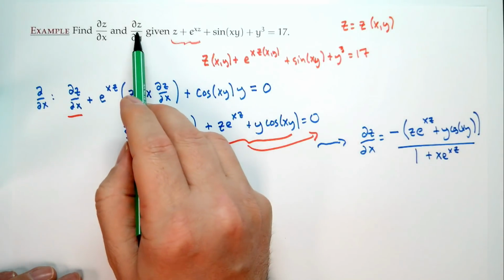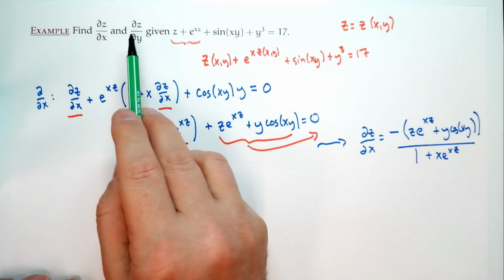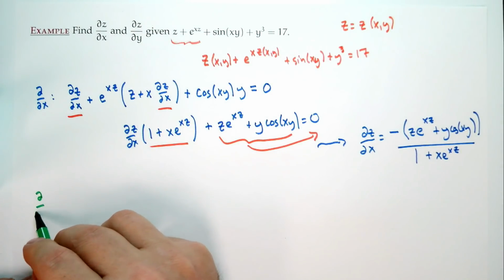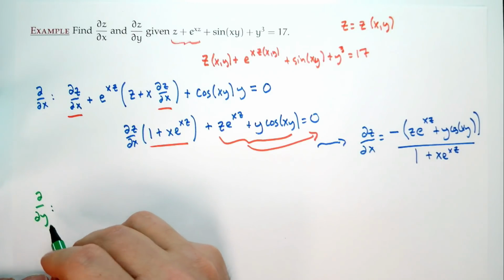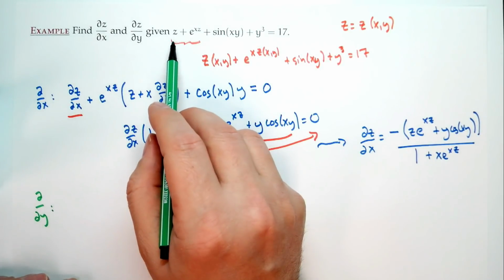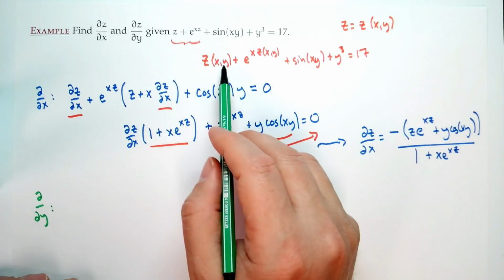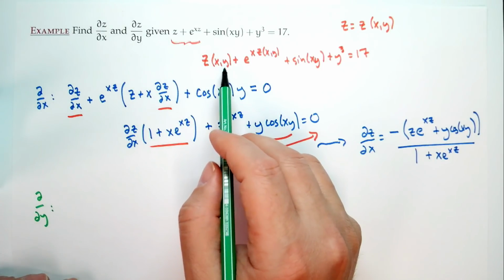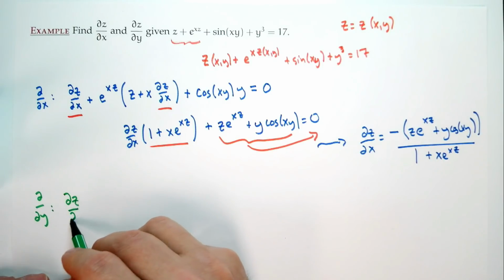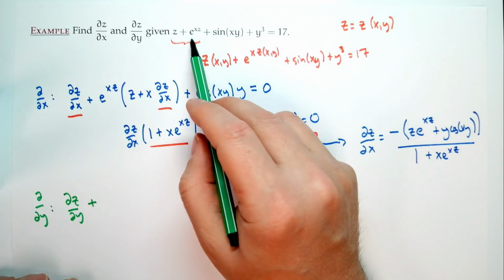So, derivative of z with respect to y. The downstairs says we're taking the derivative with respect to, so partial y. Do the same process. Go to z. Even though there's no y written, we remember it's z of xy. So derivative of z with respect to y is partial z partial y. Plus, next term, e to the xz.